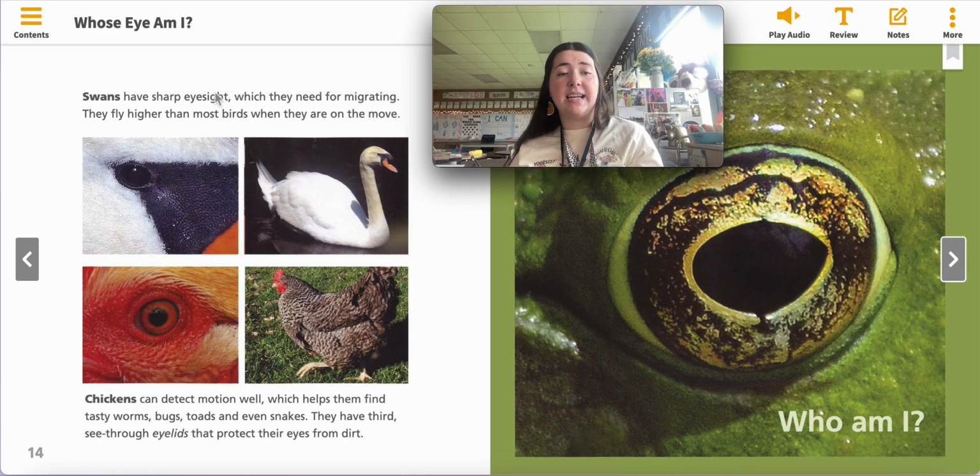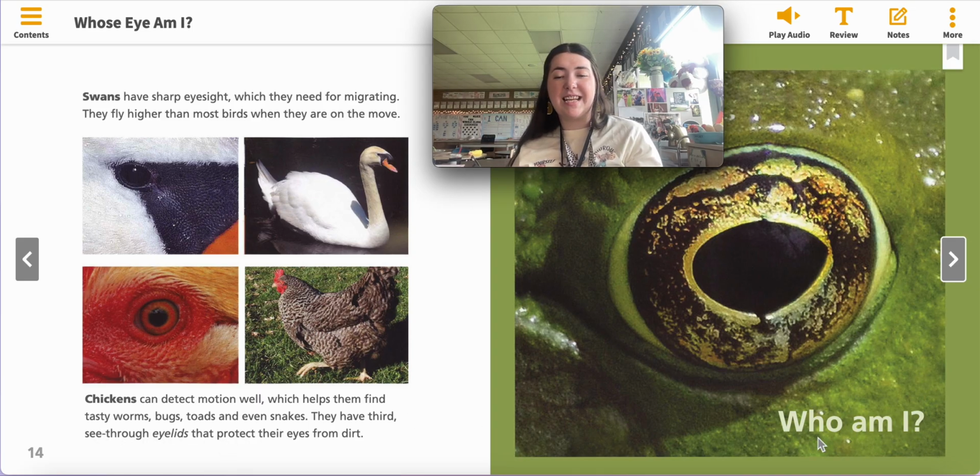Swans have sharp eyesight, which they need for migrating. They fly higher than most birds when they are on the move. Chickens can detect motion well, which helps them find tasty worms, bugs, toads, and even snakes. They have third see-through eyelids that protect their eyes from dirt.